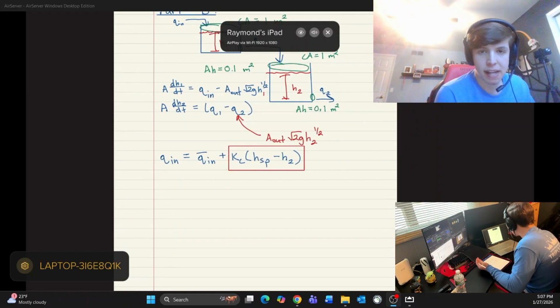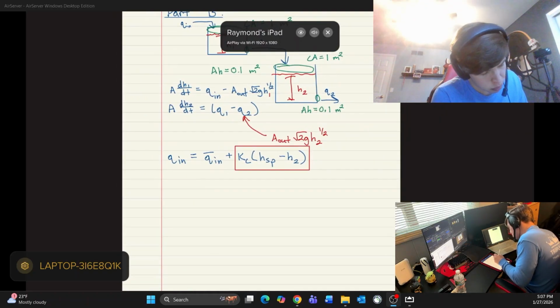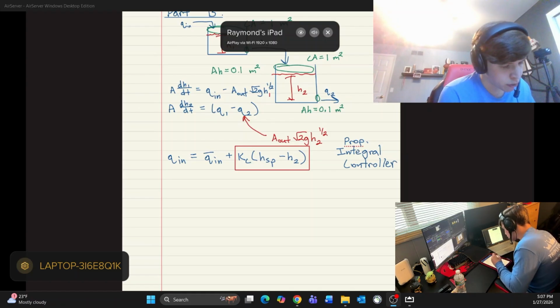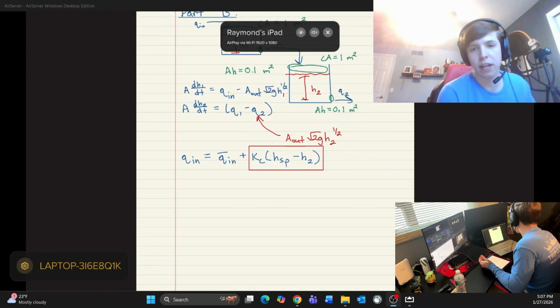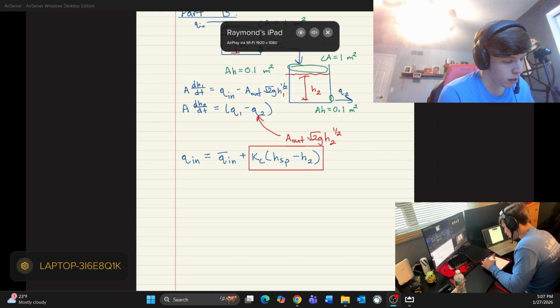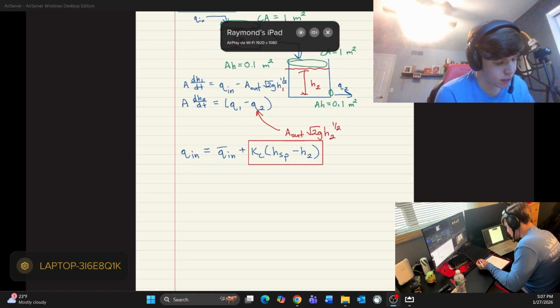So how we can eliminate this issue is we can bring in something that is called a proportional integral controller. And what this proportional integral controller allows us to use is an integral which will reduce and potentially eliminate the offset that we have in this equation.